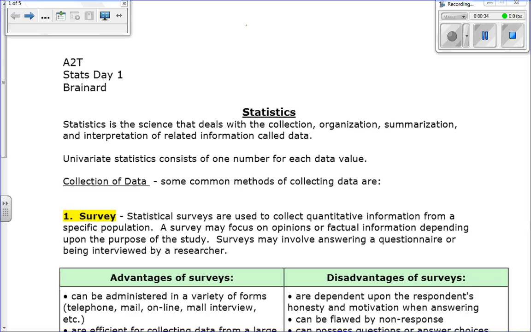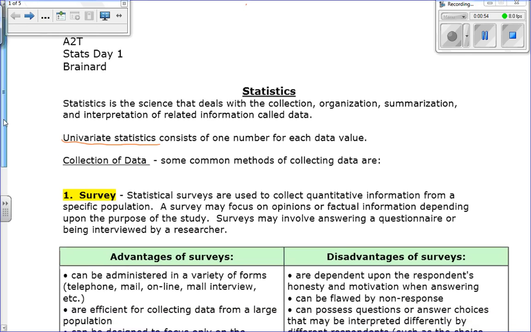Okay. Just generally speaking, statistics is the science that deals with the collection, organization, summarization, and interpretation of related information called data. Univariate statistics is what we are going to be working with. And univariate statistics consists of one number for each data value.